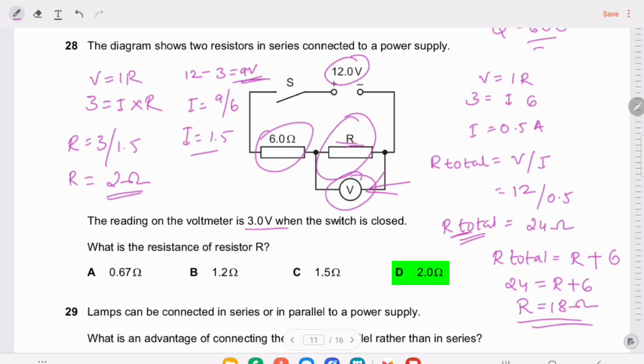Do we have 2 ohms? Yes, option D. Think of voltage as money being shared between two people. If one resistor gets 3 volts, the other gets the remaining 9 volts. So the total must always add up to 12.